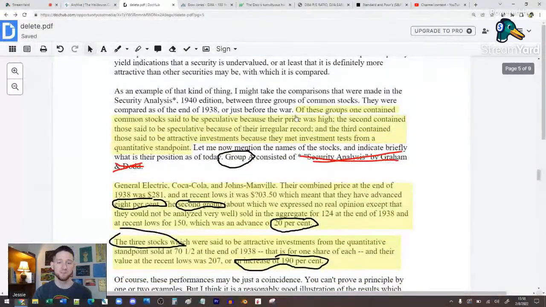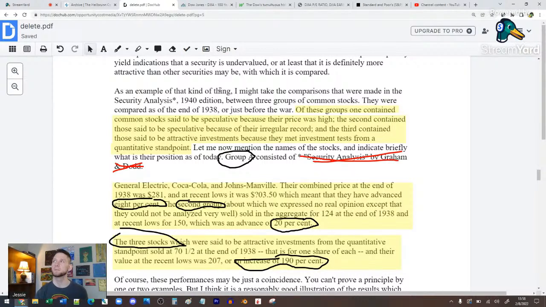So what he said is, I grouped stocks together to prove this point into three categories. He said the first was a group that contains stocks said to be speculative because their prices were high.